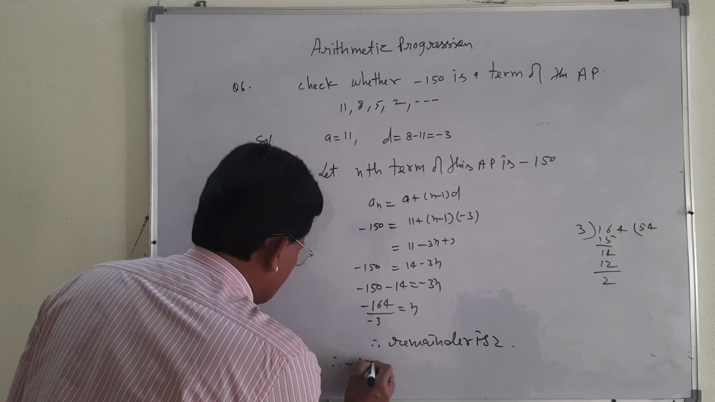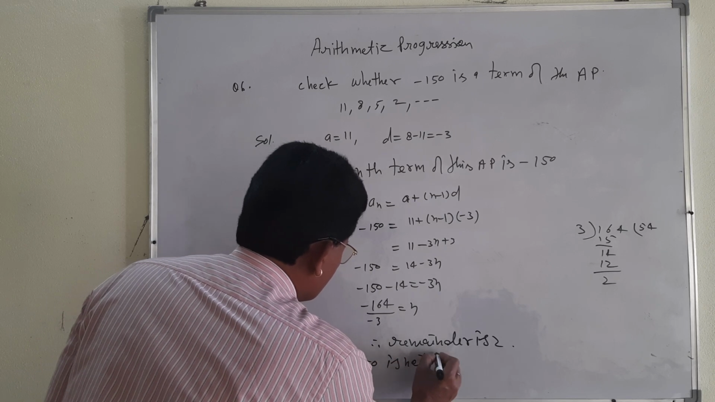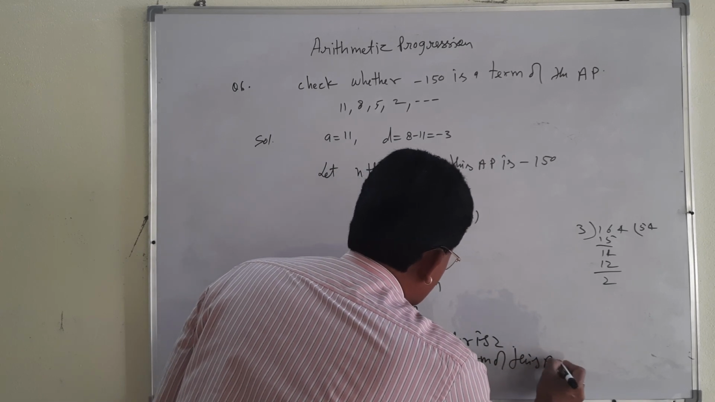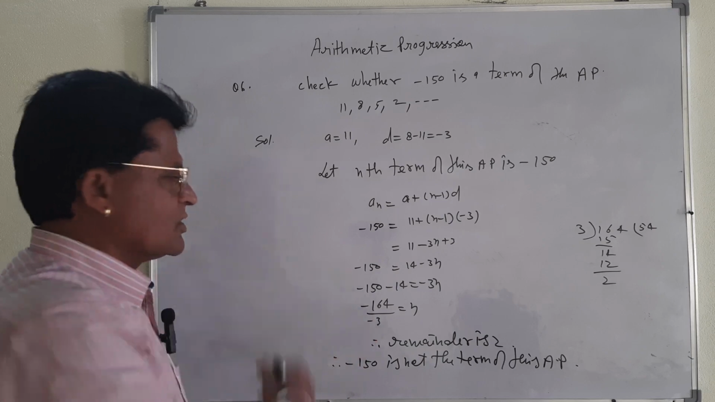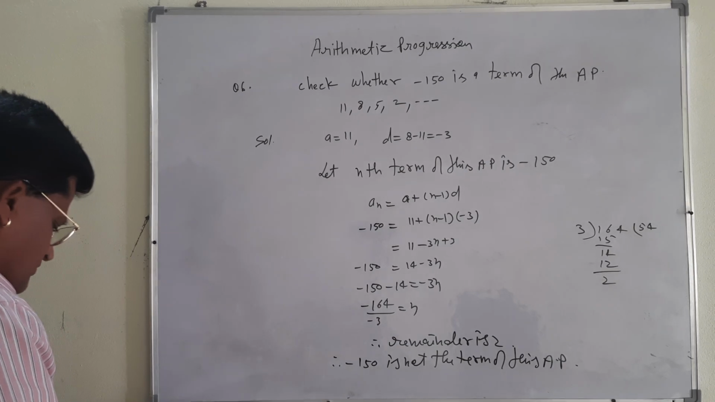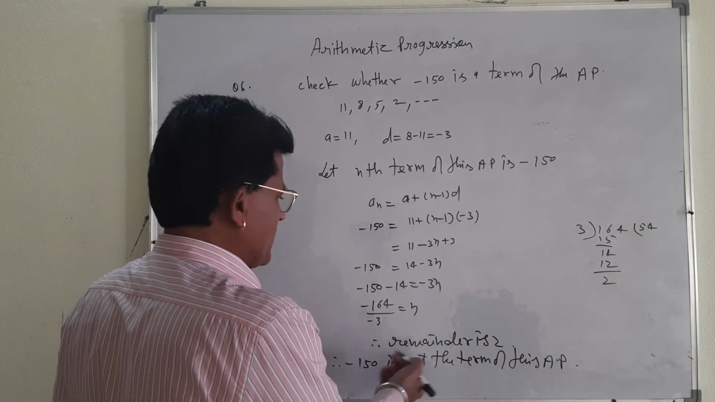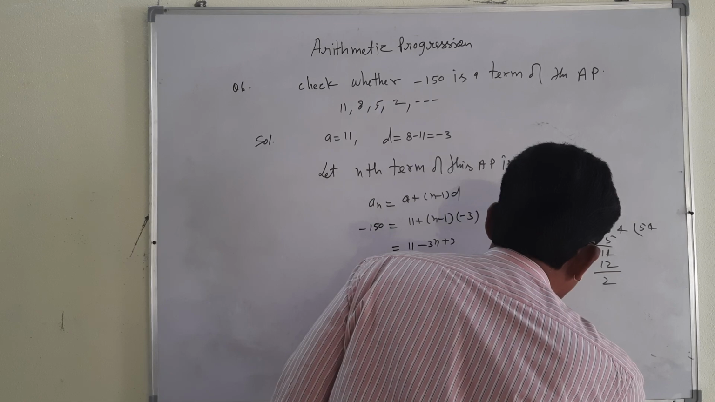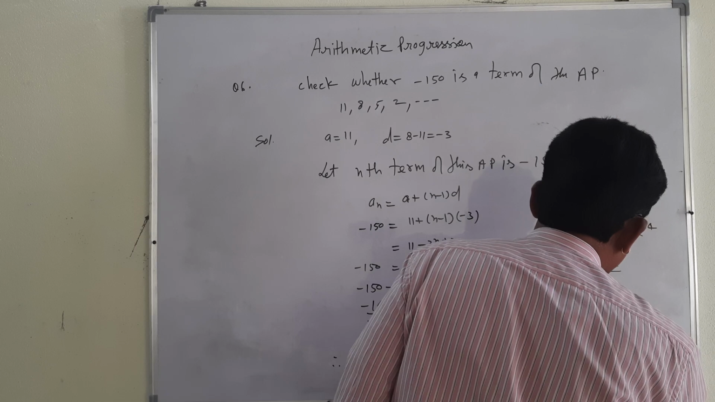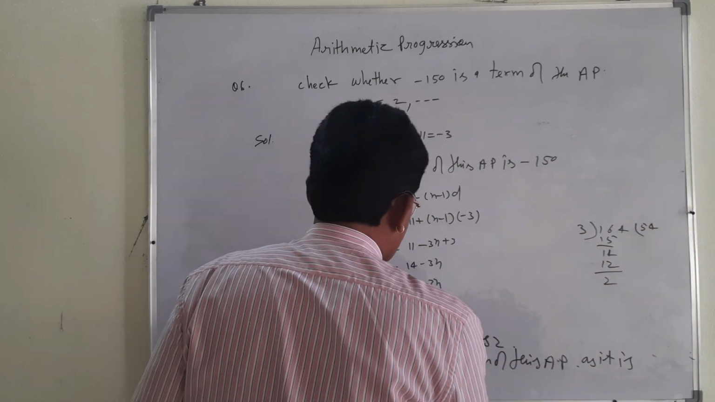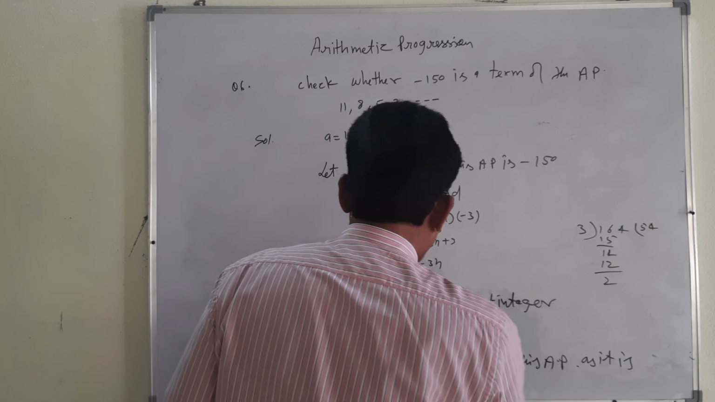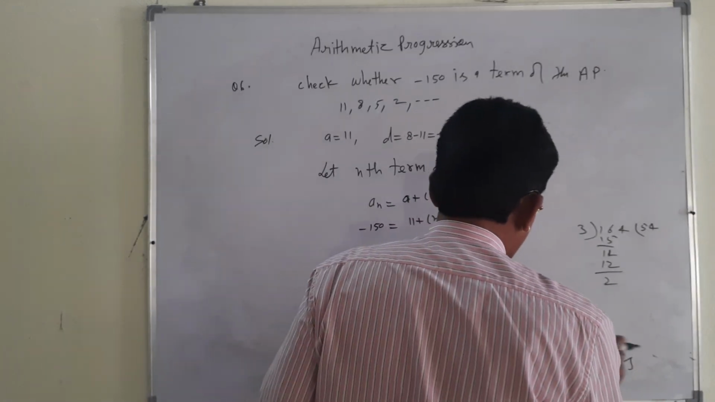So minus 150 is not a term of this AP, because it is not an integer value. Okay, that is why you must understand. If you want to write, you can write: n is not an integer, because 164 by 3 is not an integer.